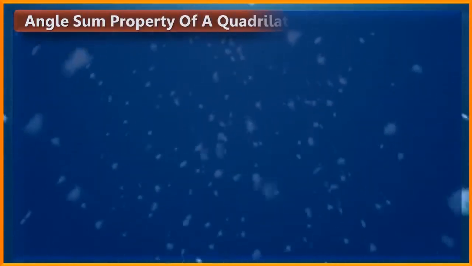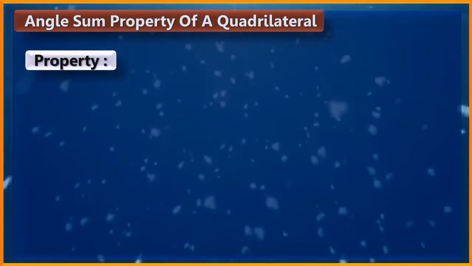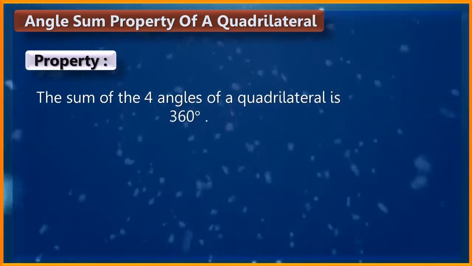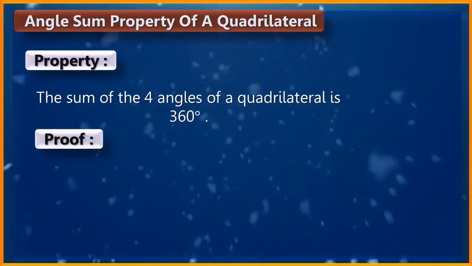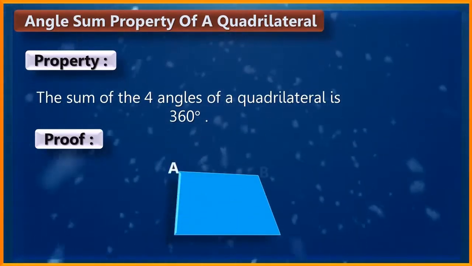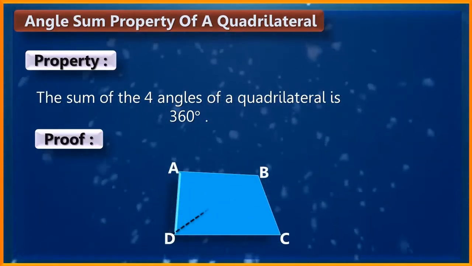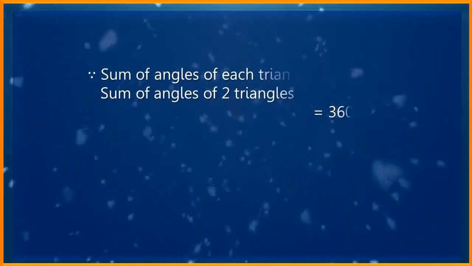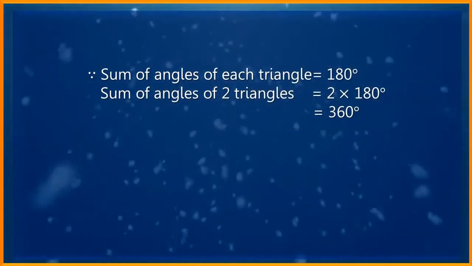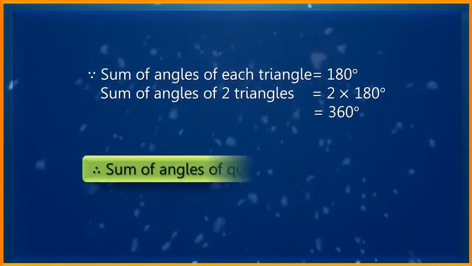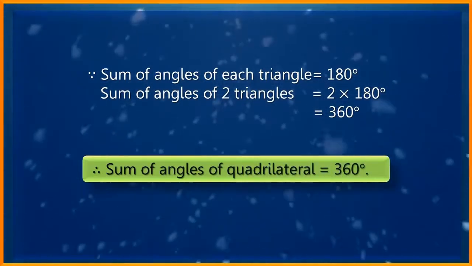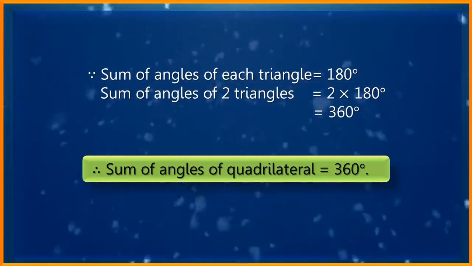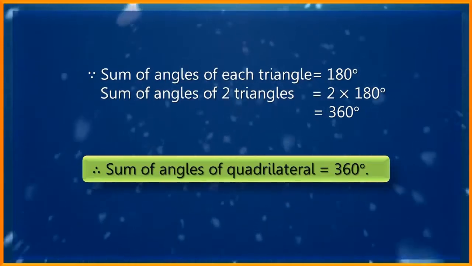Angle sum property of a quadrilateral. This property states that the sum of the four angles of a quadrilateral is 360 degrees. It can be proved as follows: first, divide the quadrilateral ABCD into two triangles by drawing its diagonal DB. Since the sum of angles of a triangle is 180 degrees, the sum of angles of two triangles equals 2 times 180 degrees, which equals 360 degrees. Thus, it is proved that the sum of angles of a quadrilateral is 360 degrees.